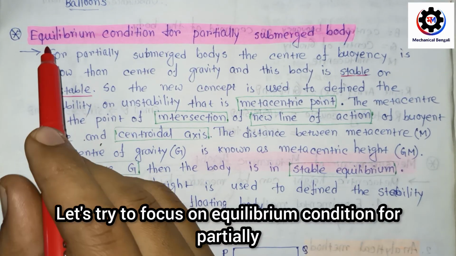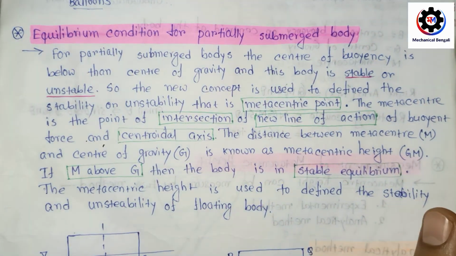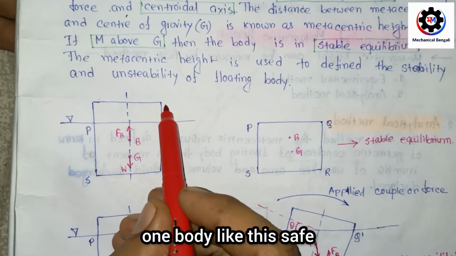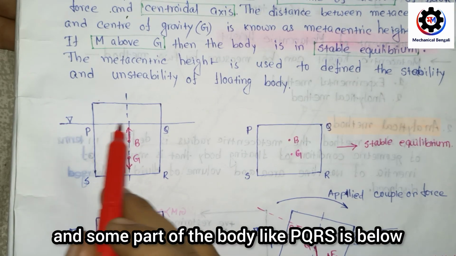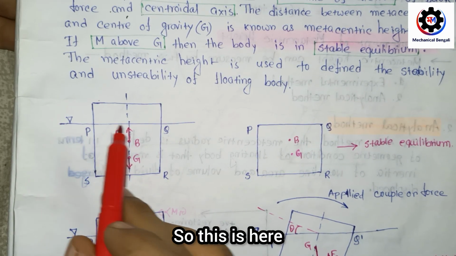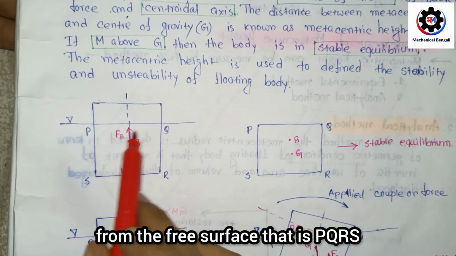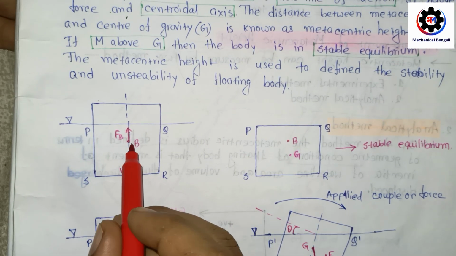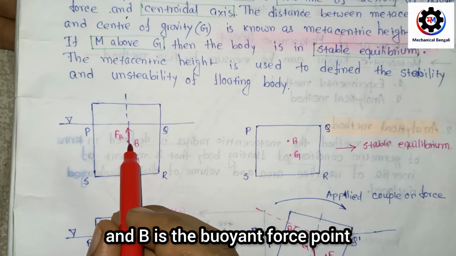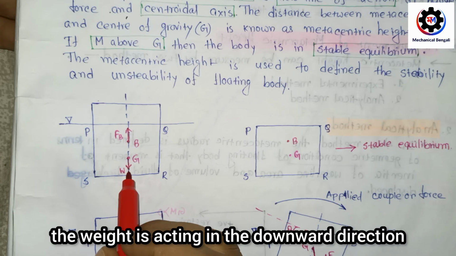Let's try to focus on the equilibrium condition for a partially submerged body. Consider a body like this shape, and some part of the body, PQRS, is below the free surface. This is the free surface, and the part below it is PQRS. Here G is the centroid of the body and B is the buoyant force point. From B the buoyant force is acting, and from G the weight is acting in the downward direction.